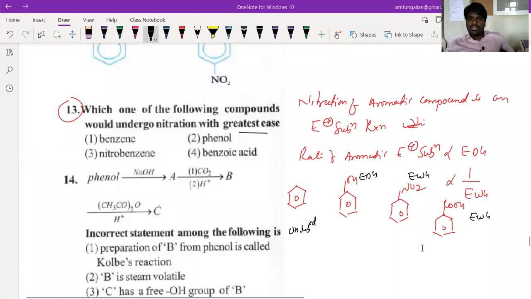Radhika, it is not option 3, it is option 2. This is the least. If I ask for the least reactive, the greatest means the most reactive. Most reactive will be phenol, least reactive will be nitrobenzene. So this is your answer. Phenol is the answer. Radhika, is that clear?